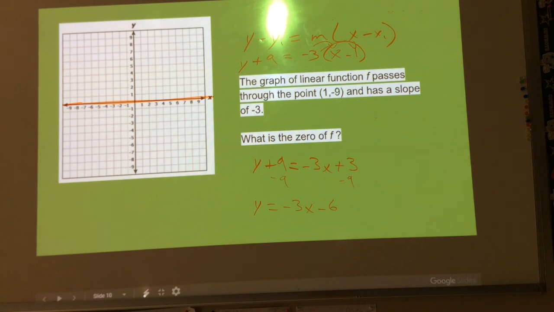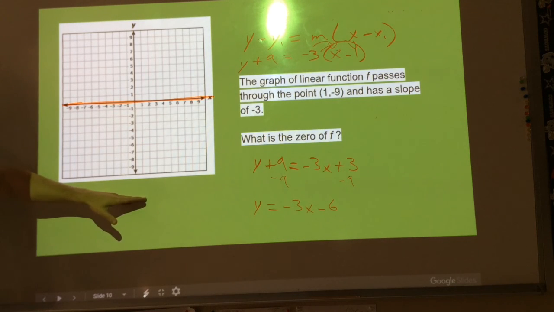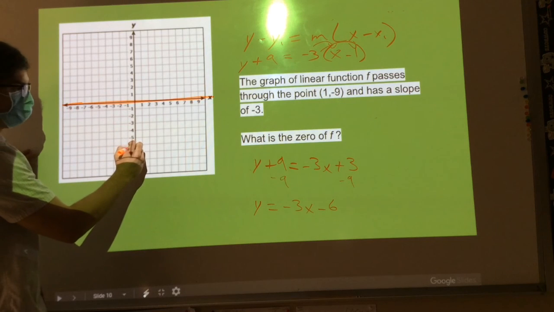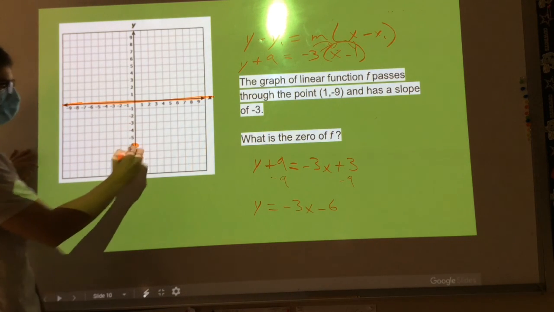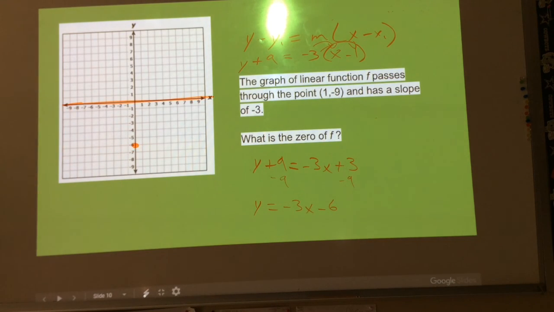Okay, but how does that help me? There are multiple ways to solve this, and once again, I don't care how you get the right answer, just get the right answer. If I want to graph that, that's great. I'm going to graph it. So I'm going to literally start at -6. Why am I starting at -6, Hayden? Because it's the y-intercept, that's where I'm crossing.